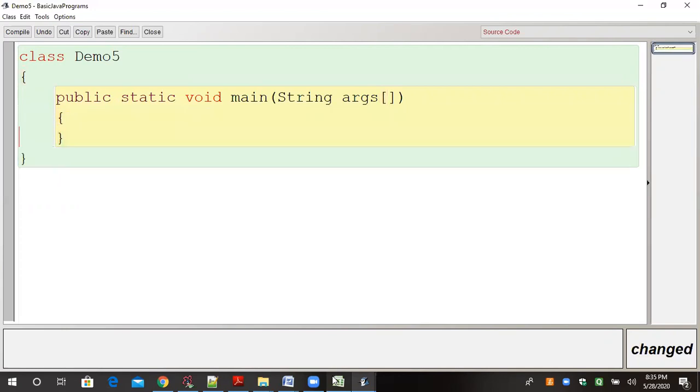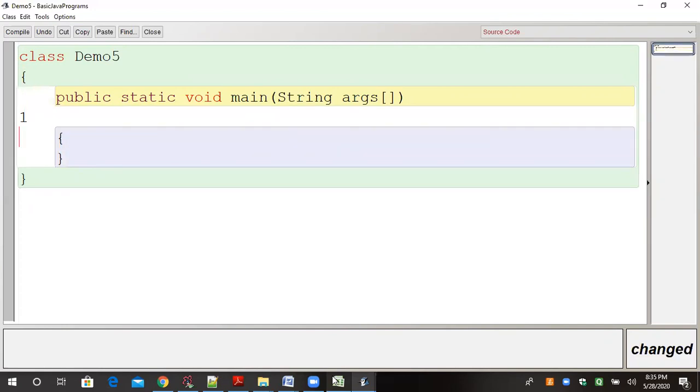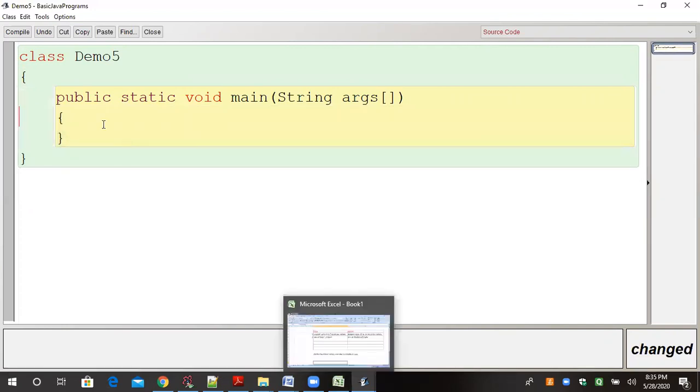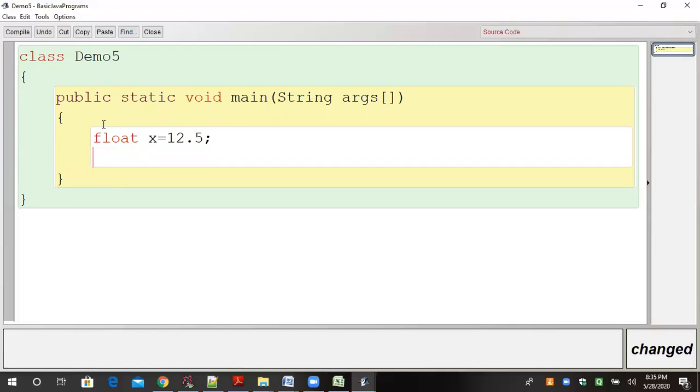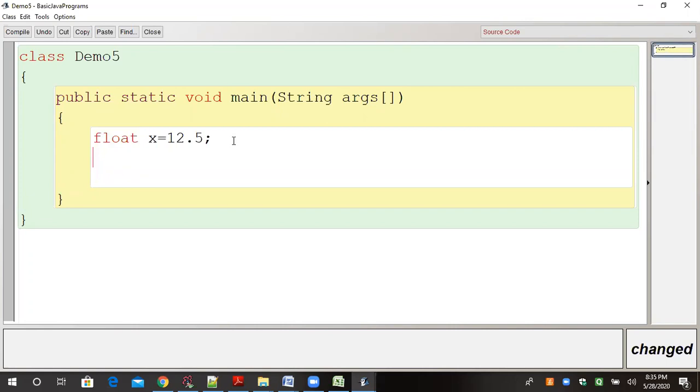Okay, now you have to consider one thing and everybody has to answer my question. Float x is equal to 12.5. Is it right or wrong? Float is a data type. I have already told it is used for holding the fractional values and I am providing the fractional values in the x. So my dear student, you have to tell whether it's right or wrong, whether it's correct or wrong.